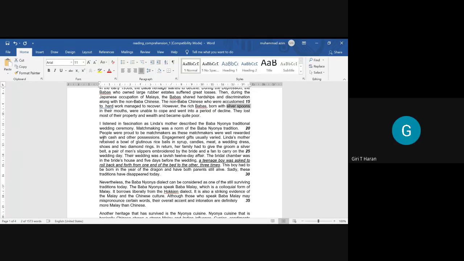Linda's mother received a bowl of glutinous rice ball in syrup, candles, meat, a wedding dress, shoes, and two diamond rings. In return, her family had to give the groom a silver belt, a pair of men's slippers embroidered by the bride, and a fan to carry on the wedding day.